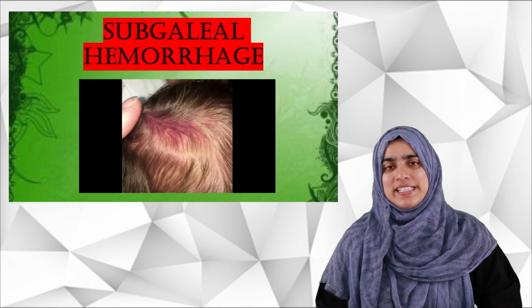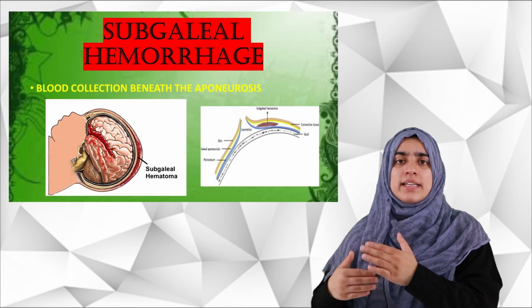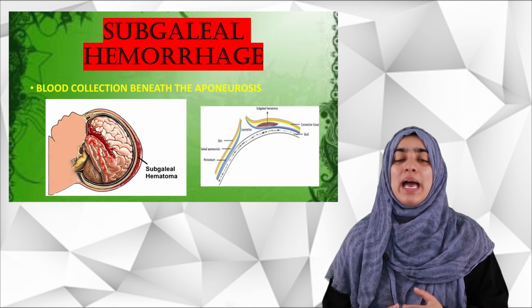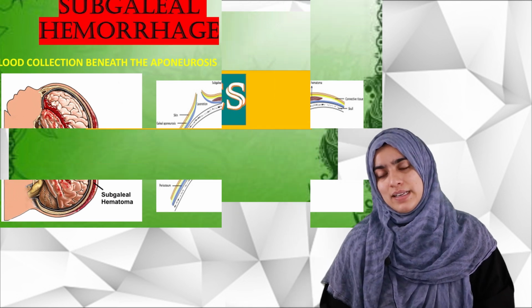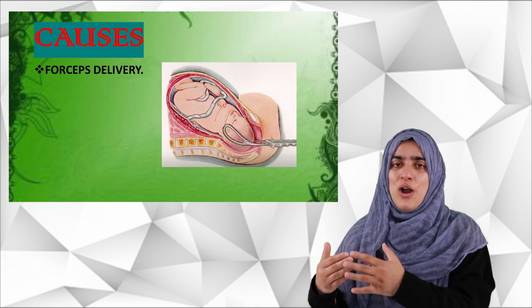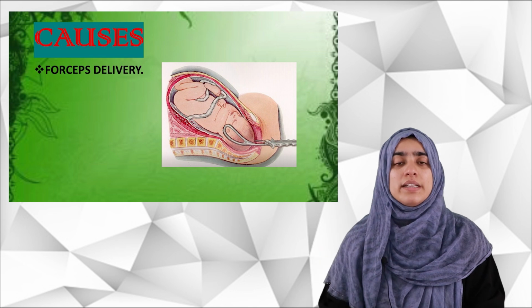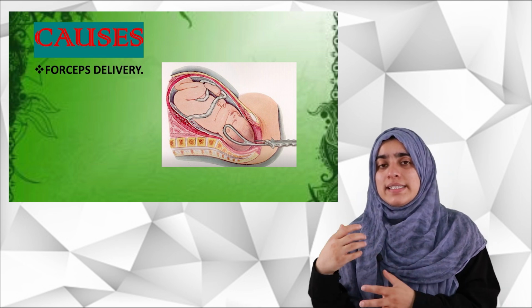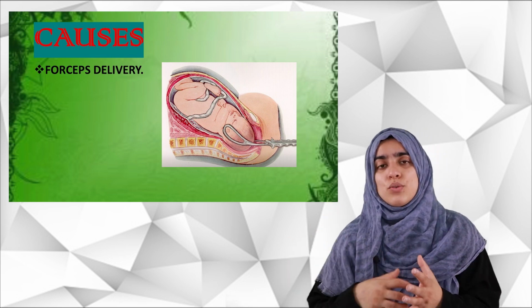Next condition under this injury is the subgaleal hemorrhage. It is the collection of blood beneath the layer called the aponeurosis, which covers the inner surface of the scalp. This injury generally occurs as a result of forceps delivery that pushes as well as drags the child's head or body through the pelvic outlet.